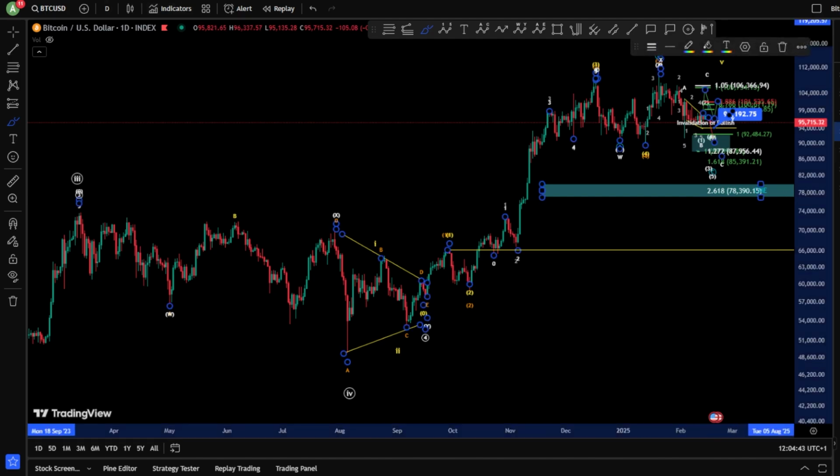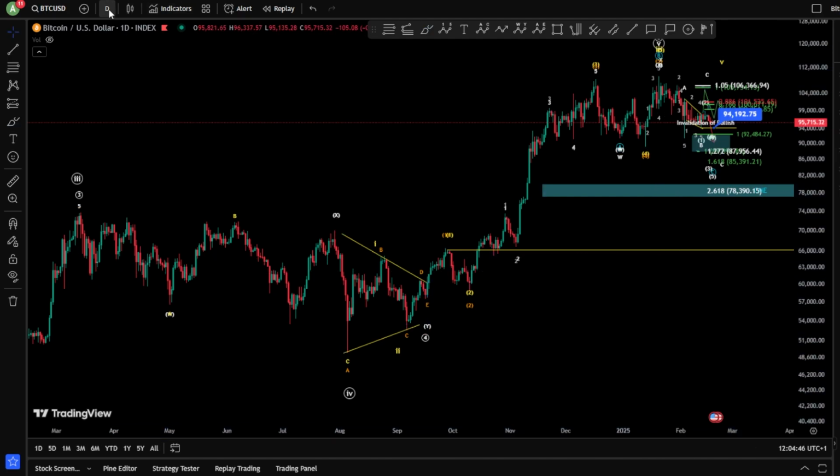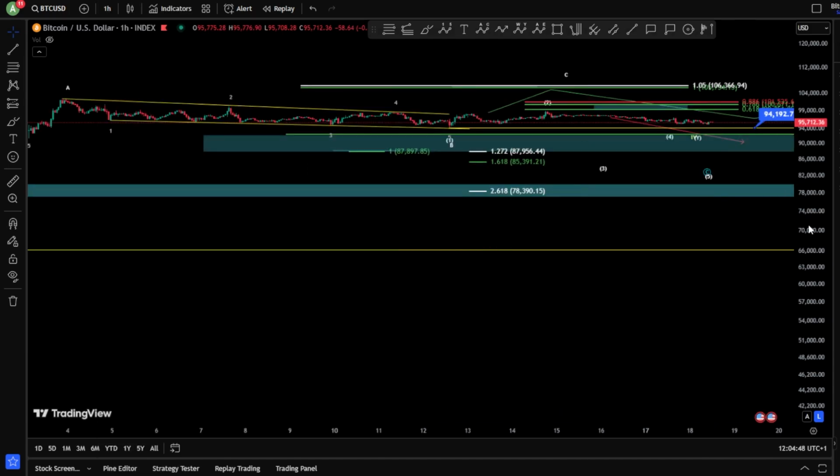But we need to see a price decision, right? We need to see a movement. That's very boring for Bitcoin.